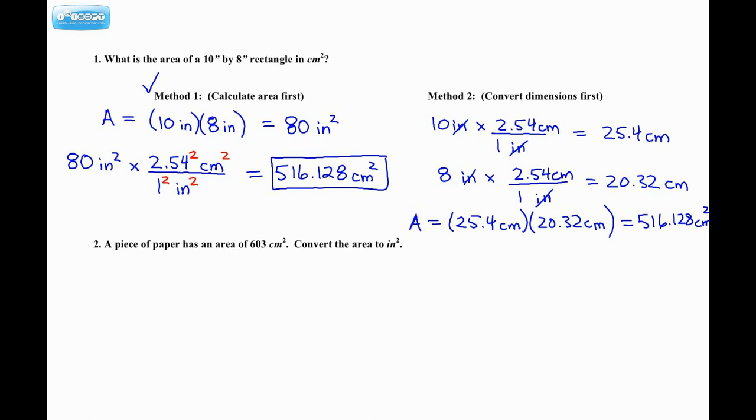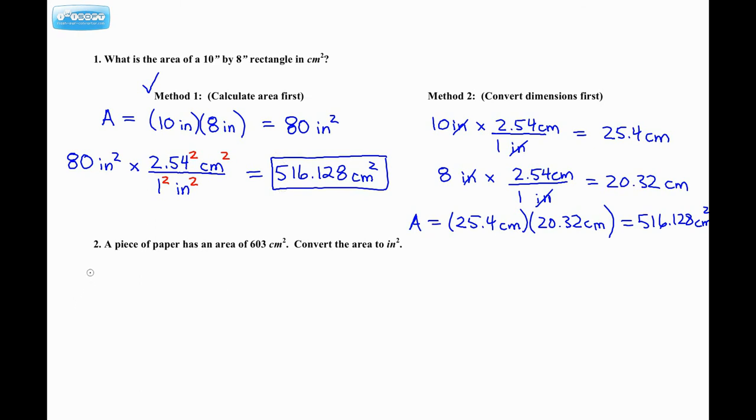Question 2. A piece of paper has an area of 603 square centimeters. Convert the area to inches squared, or square inches. Well, the problem with this one is, notice how there are no dimensions given. They just give us the area. So it's kind of difficult to apply the second method over here because I have no dimensions to convert. All I have to do is take this area and convert it to inches squared. So I'm just going to apply method 1, which I would argue is easier.